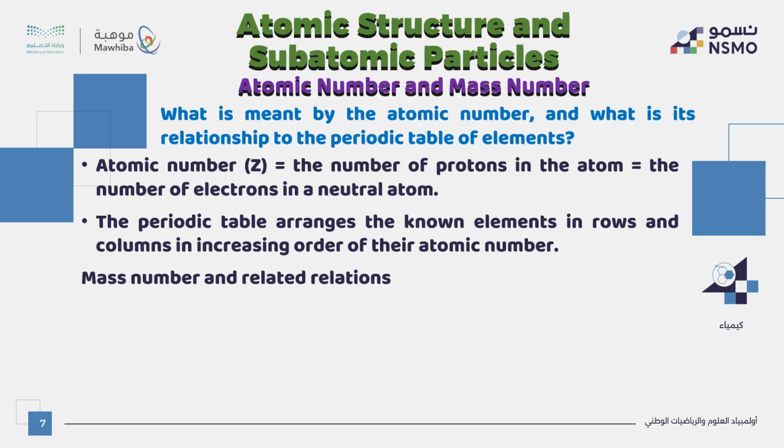The periodic table of elements is arranged in rows and columns according to increasing atomic number. This means that as we move through the periodic table, each element has one more proton than the element before it.